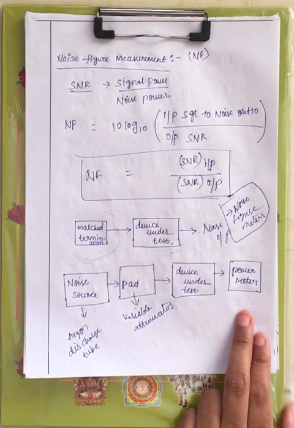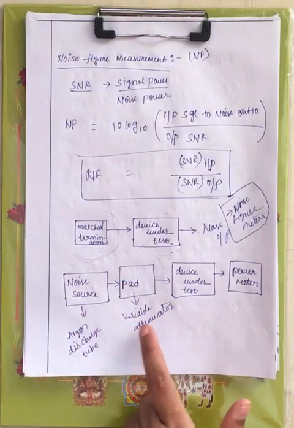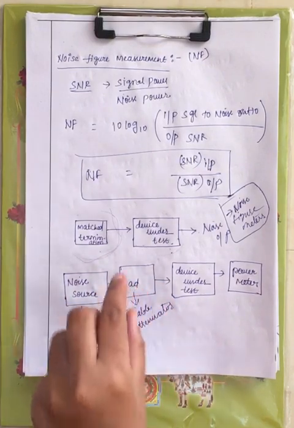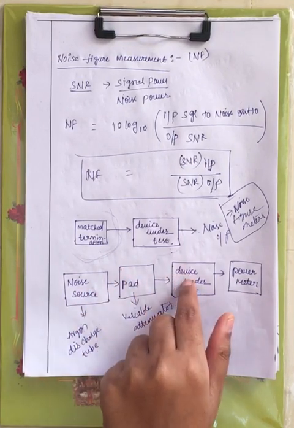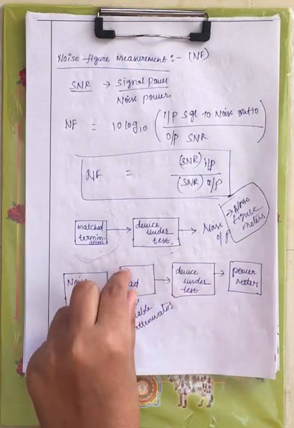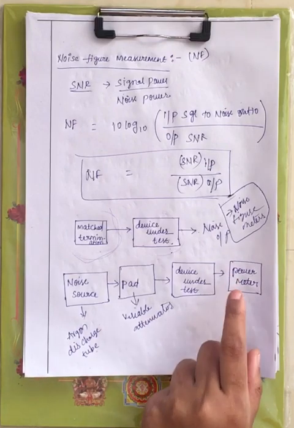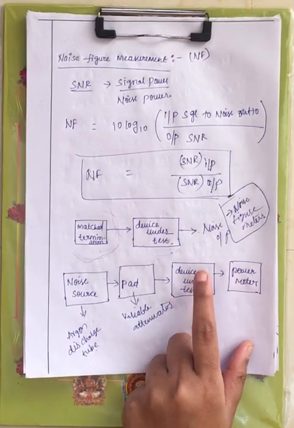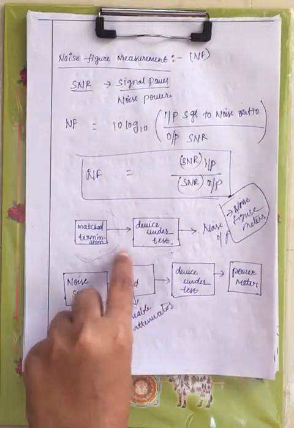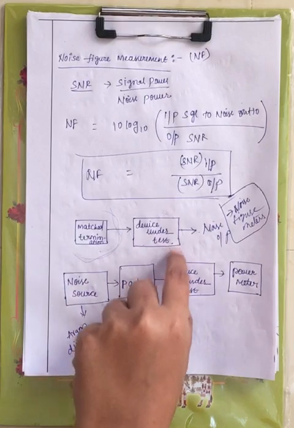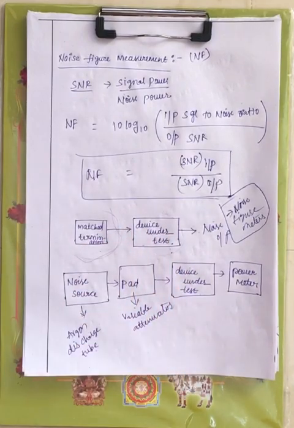Now here we are adjusting this variable attenuator. The name itself indicates that attenuation can be varied. We adjust this variable attenuator until the noise output of the device is doubled, and the noise factor of the device is then equal to the noise output from this attenuator.